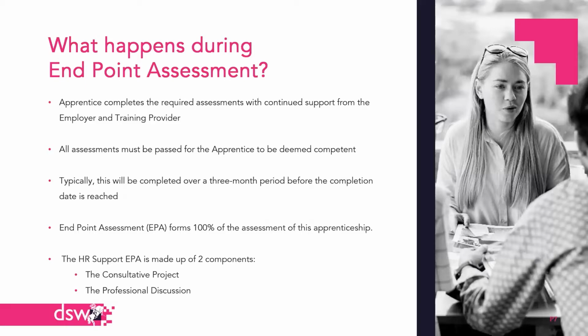So what happens during endpoint assessment? The apprentice will complete the required assessments with continued support from the employer and the training provider. All of the assessments must be passed for the apprentice to be deemed competent, and typically this will be completed over a 3-month period before the completion date is reached. The endpoint assessment forms 100% of the assessment of the apprenticeship, and the HR support endpoint assessment is made up of 2 components, the consultative project and the professional discussion.